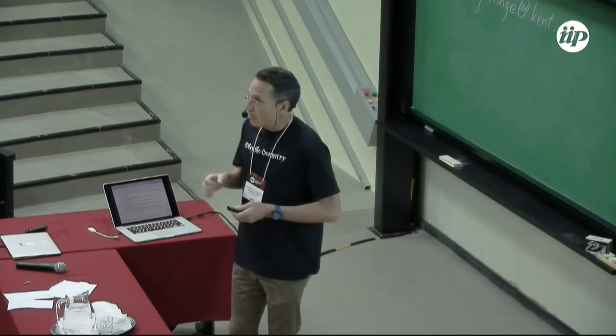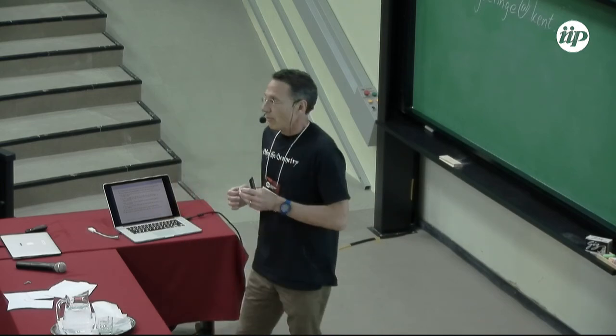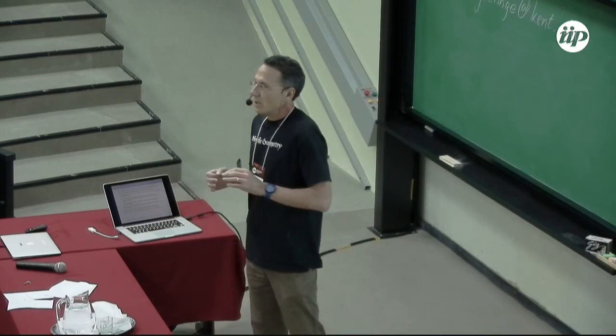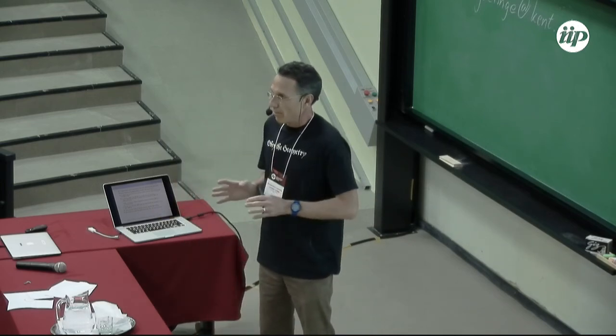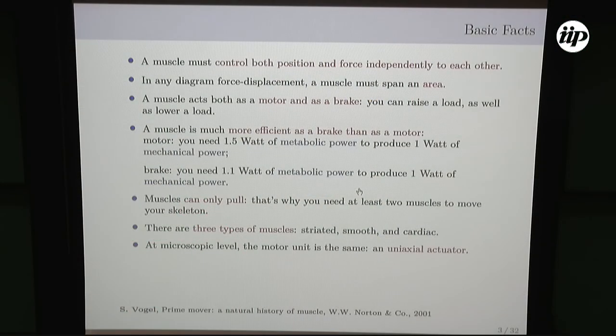And also very important is the third point, that when we use muscle as a motor, we need a lot of power. So power is very important. We spend roughly 1.5 watts of metabolic power to have 1 watt of mechanical power as a motor. If I use the muscle as a brake, it's much more efficient. And this is the reason, it's very simple.